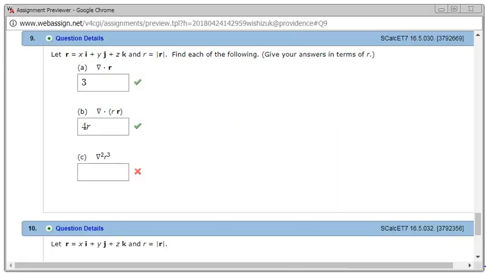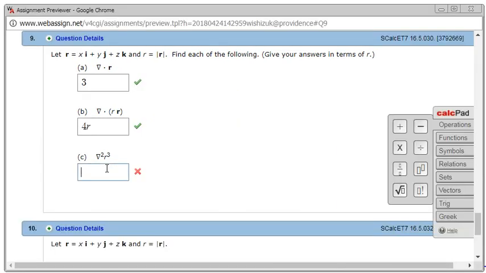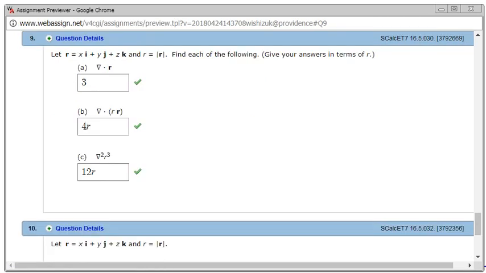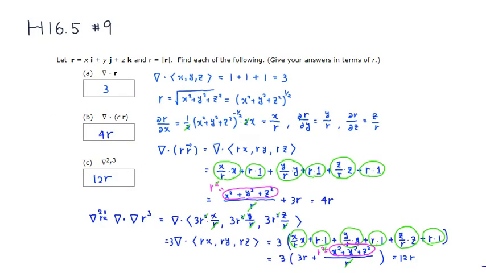Let's double check. We got 12r. Submit for testing. It came back and looks like we got this one correctly. That's it. I hope that this was clear.